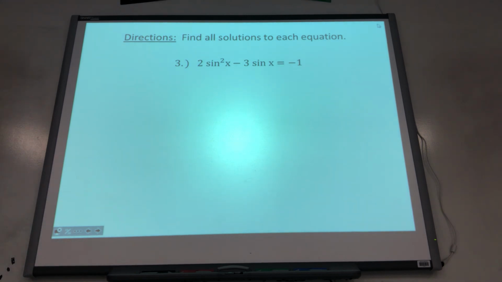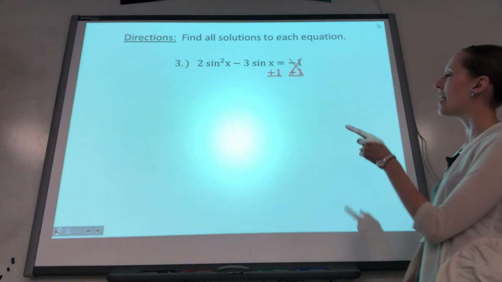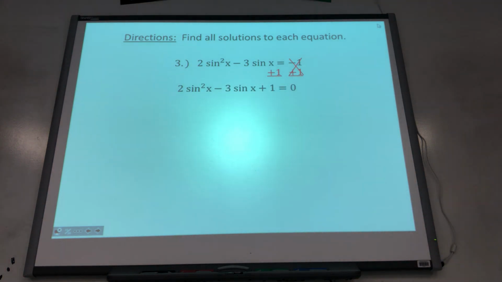Now, this is example 3, and it says 2 sine squared of x minus 3 sine of x equals -1. Anybody know what we should probably do first? Yeah, we want to get everything to the same side, so that's a good idea. Add 1 to both sides.